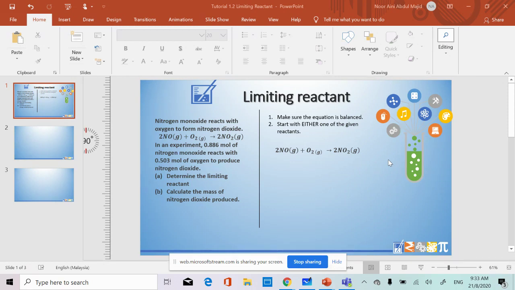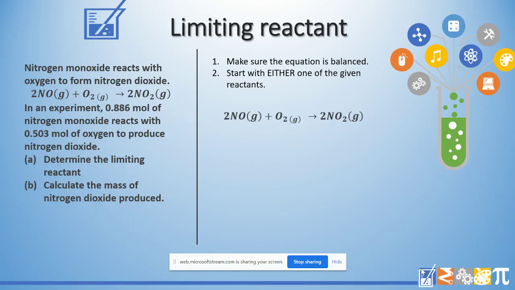It says that nitrogen monoxide reacts with oxygen to form nitrogen dioxide. So this is the equation. In an experiment, 0.886 mole of nitrogen monoxide reacts with 0.503 mole of oxygen to produce nitrogen dioxide. Now, it says determine the limiting reactant. What do we do?